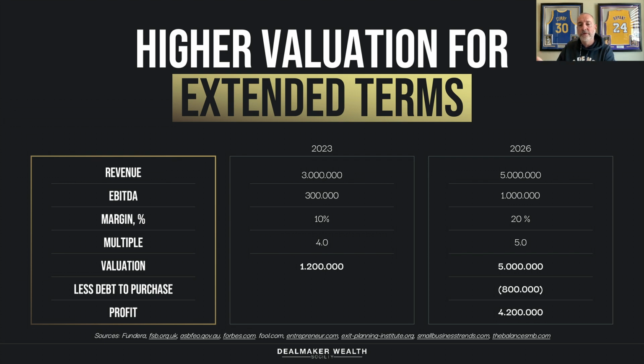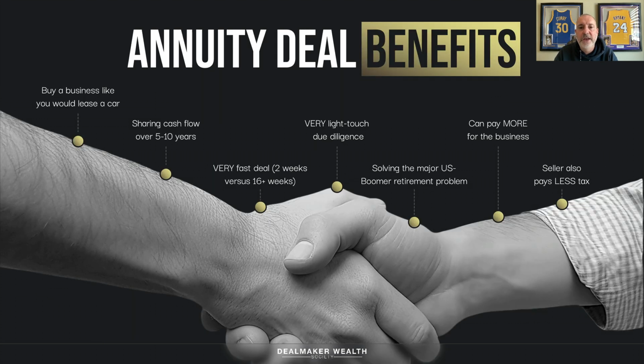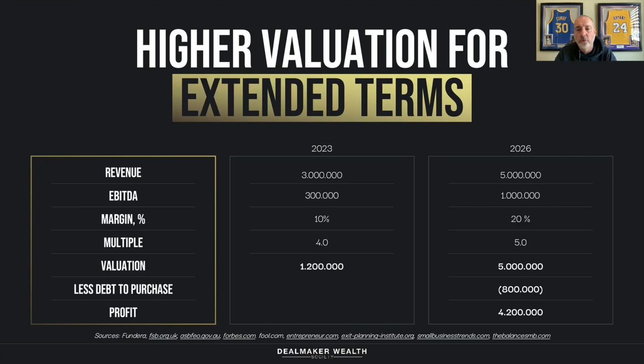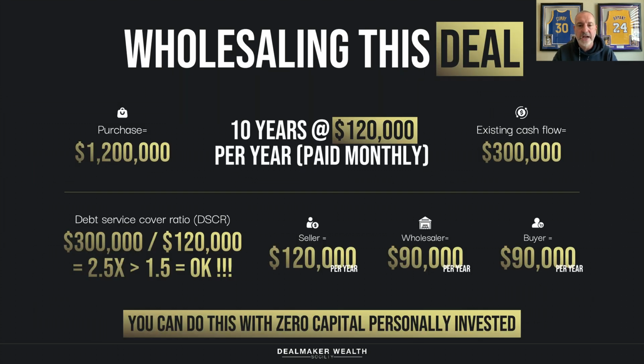We're buying at 1.2 through this creative structure. We're selling for 5 million. Then let's say within that period of time, we've paid down $400,000 of the 1.2 million purchase. That gets netted off. So we're netting $4.2 million as an exit, which is really, really cool. And because we're paying the seller in installments, it's a lot more tax efficient.